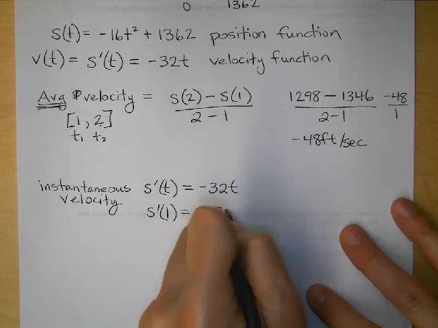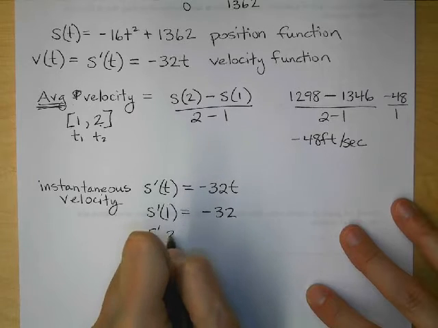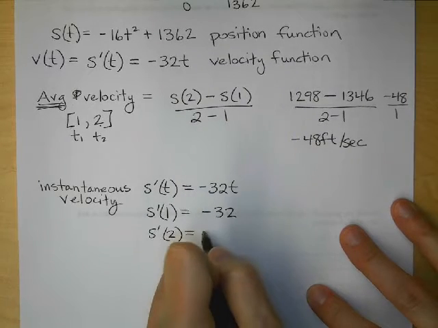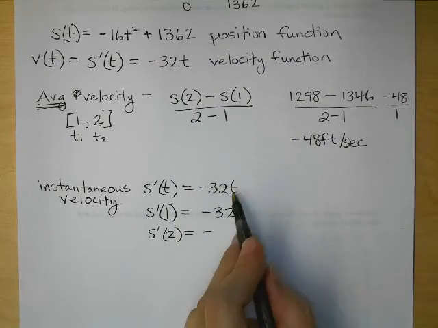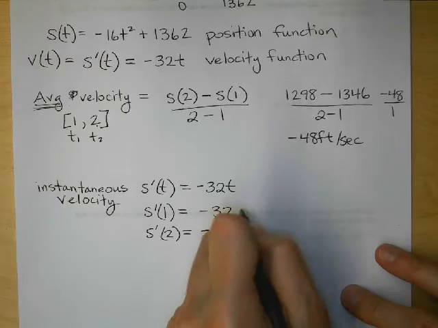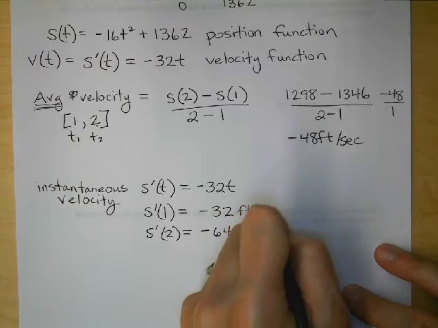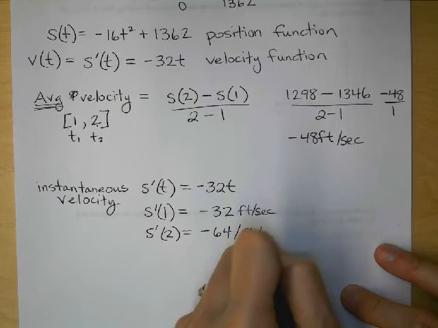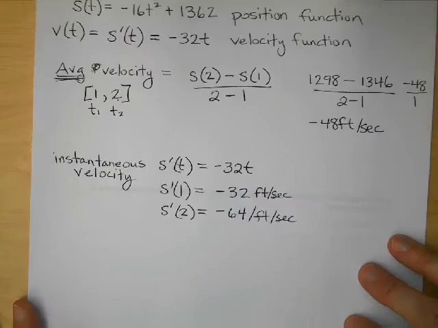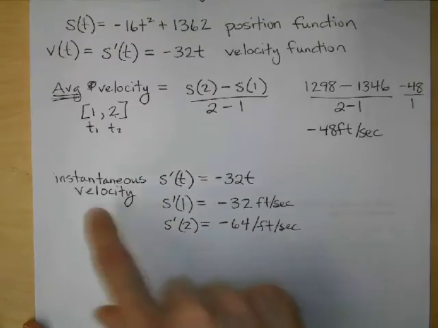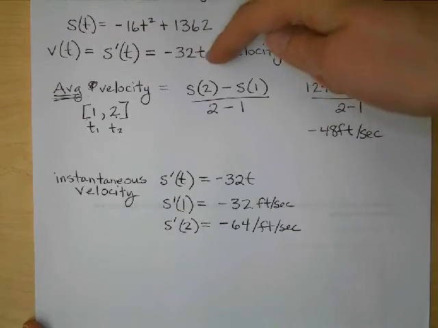Yeah, you get negative 32. What if when t is 2, what do you get? Yep, negative 64 feet per second. There we go. Yeah, so instantaneous is different than average. Instantaneous, you use the derivative function.